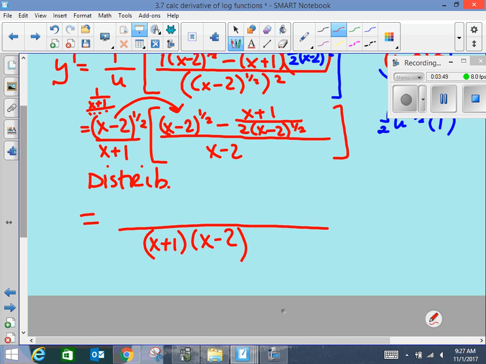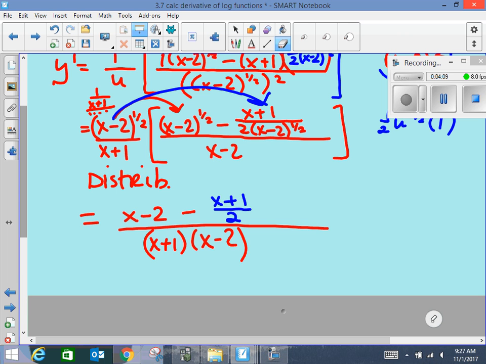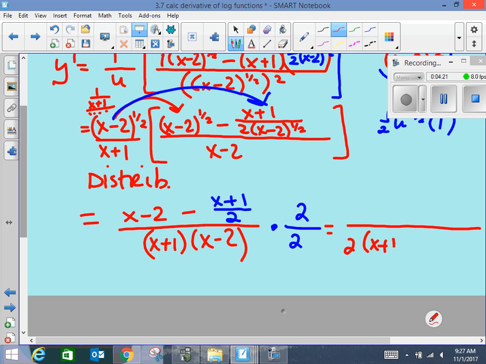x minus 2 to the 1/2 times x minus 2 to the 1/2 is x minus 2, minus x minus 2 to the 1/2 times x plus 1 over 2. Okay. So that's not going to be too bad. That is not, by the way, what I did originally. I just thought when I redo it now, I'm going to get rid of that 2. Okay. So I've got 2, x plus 1 and x minus 2.